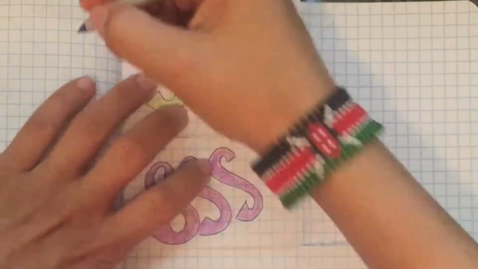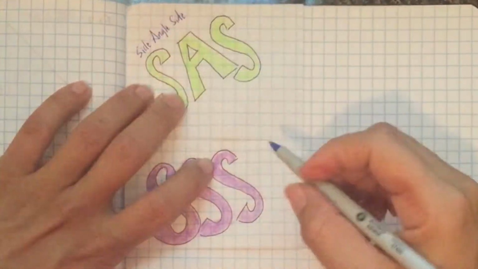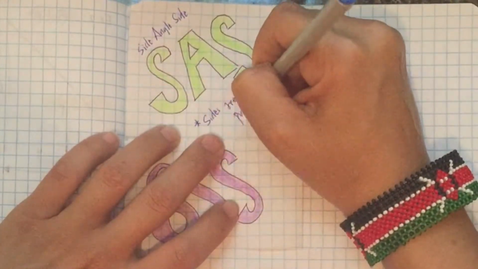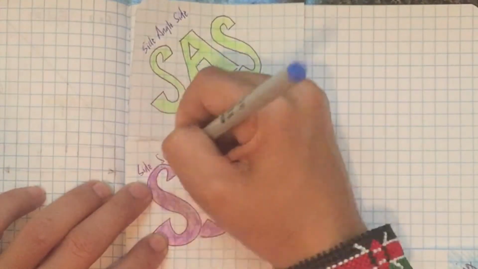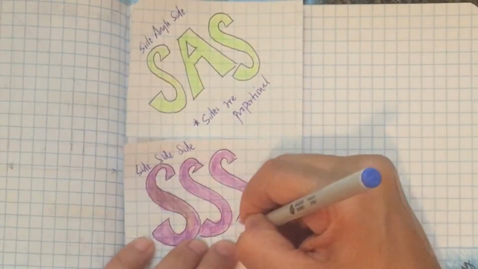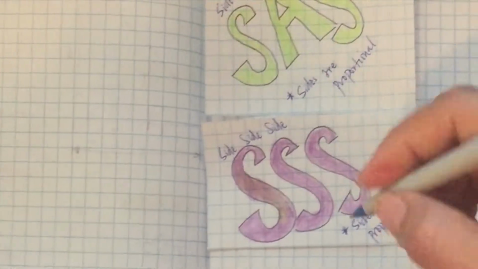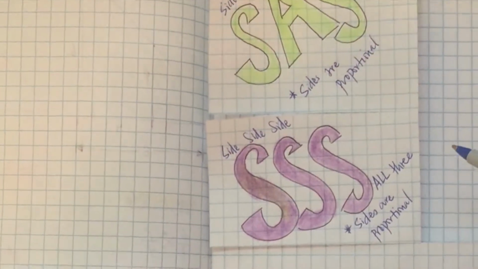Alright, looking at the first one, SAS, side, angle, side. So in congruent, that meant side, angle, sides are congruent. But in similarity, what that means is 2 sides are proportional and the angle between them is congruent. Alright, SSS used to mean side, side, side, that all sides are congruent. But in similarity, again, all 3 sides are proportional.